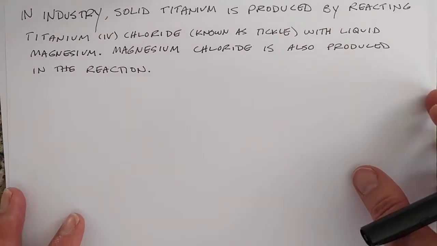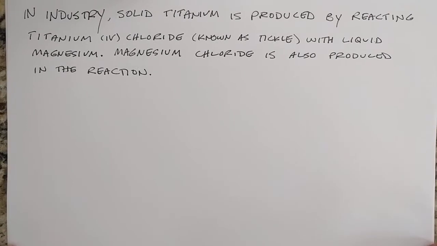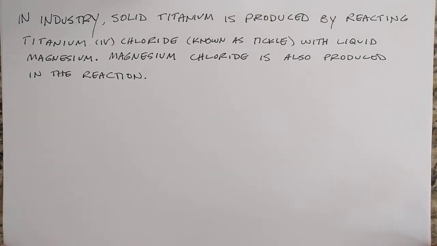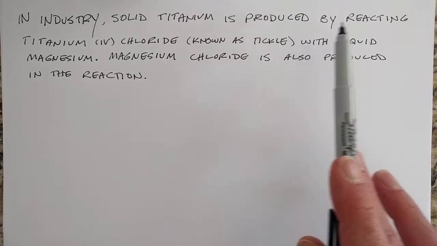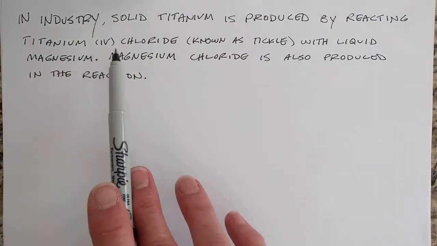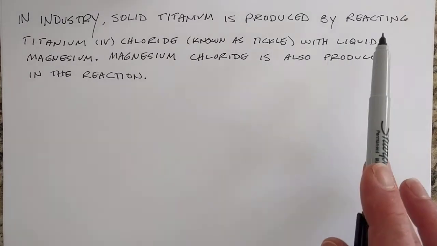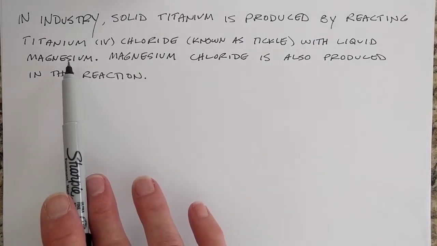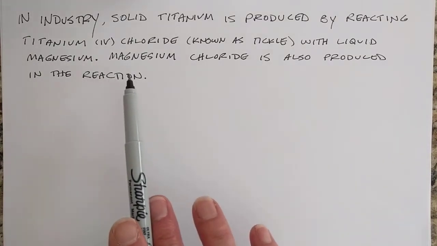So, sometimes you might see a sentence describing the chemical reaction and you need to write the reaction. So, we're going to look at this one. In industry, solid titanium is produced by reacting titanium Roman numeral 4 chloride, which in industry they call TiCl, with liquid magnesium, which they call Mag. Magnesium chloride is also produced in the reaction.